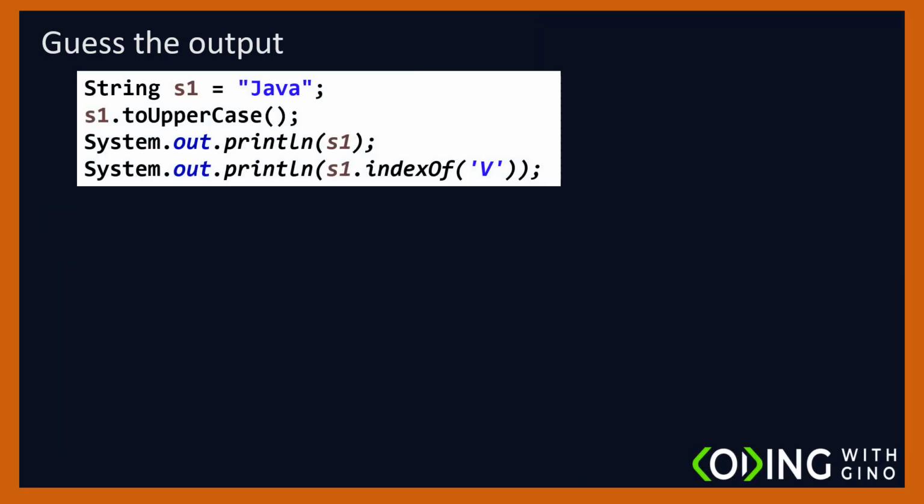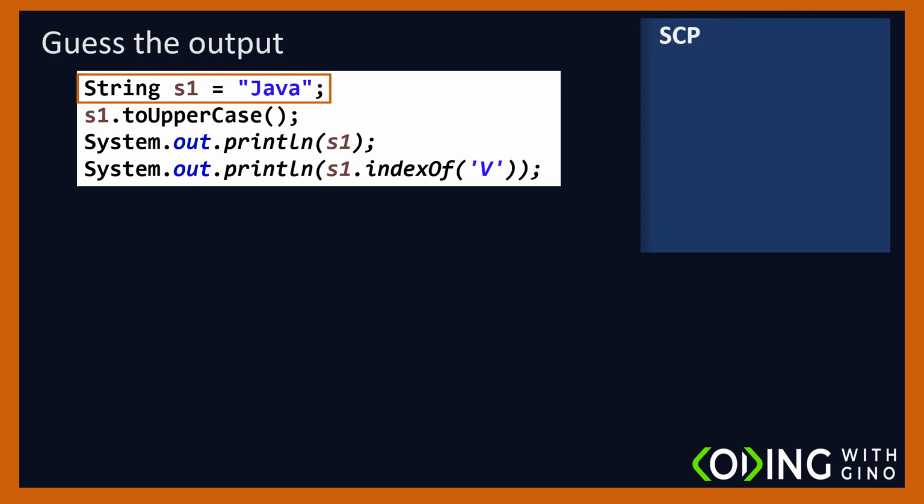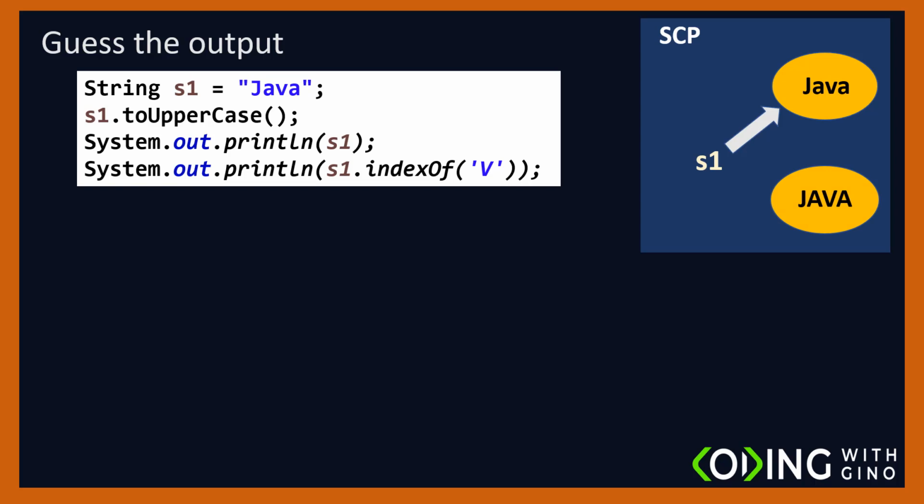What about this? Object S1 first gets created in SCP. In the next statement, the toUpperCase function is called. It returns the string "JAVA" in uppercase. But is the value stored anywhere? No. So, no reference points to this new object. It remains in SCP like a free electron. In short, S1 continues to point to the old object.